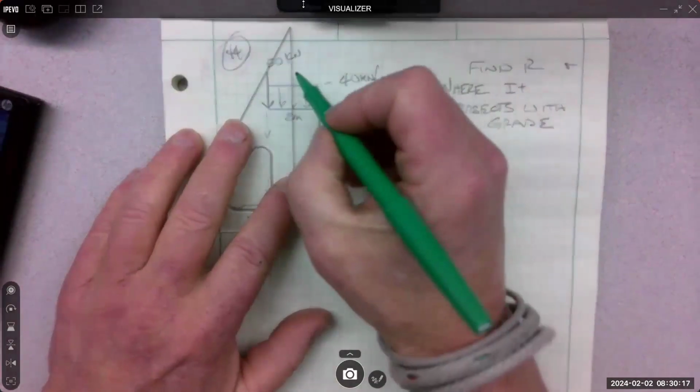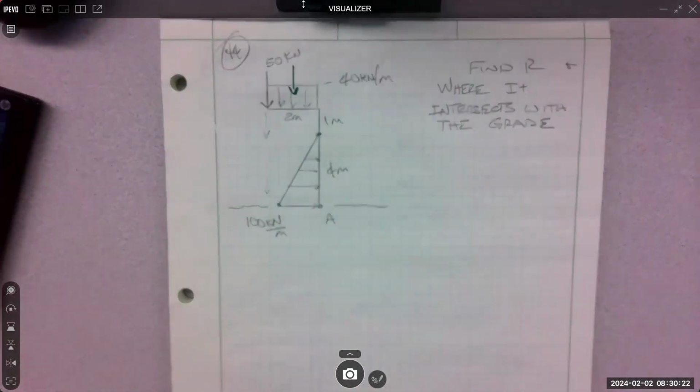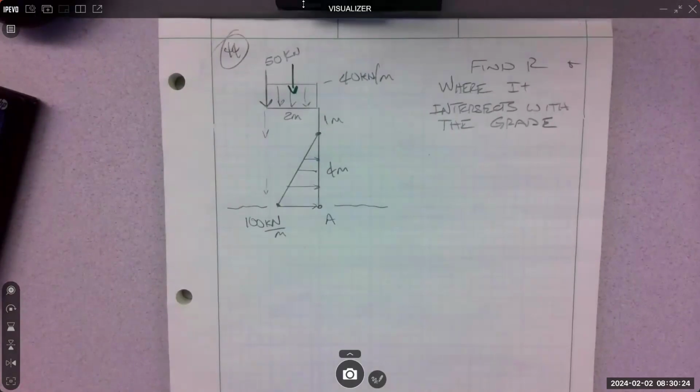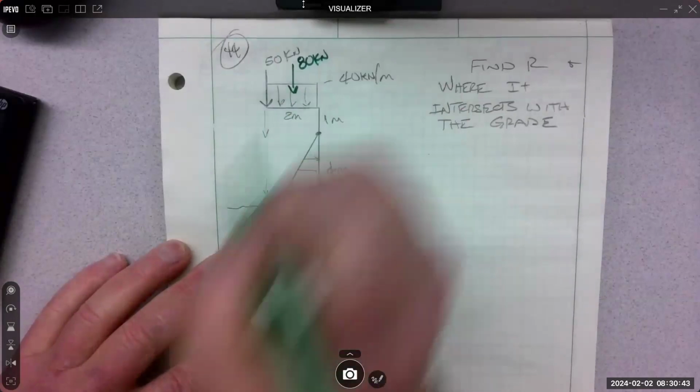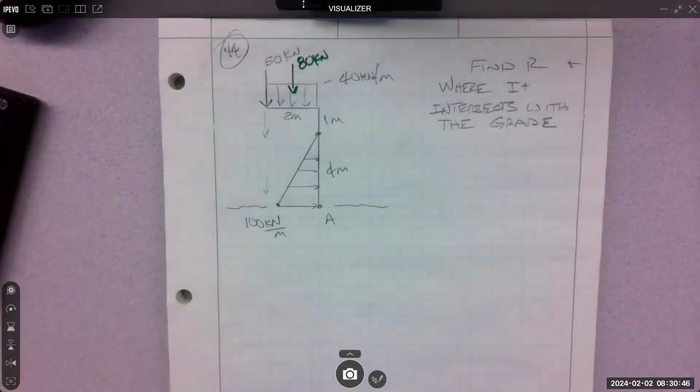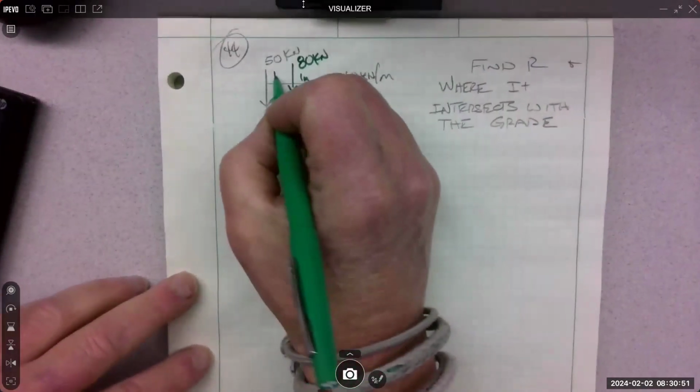So a rectangle is easy, right? Because we know where the center is. It's right there, halfway, at 2 meters. And also it's an easy area to calculate. Area of a rectangle is base times height, 2 times 40. 80 kilonewtons. And now that distribution is gone. 1 meter and 1 meter.